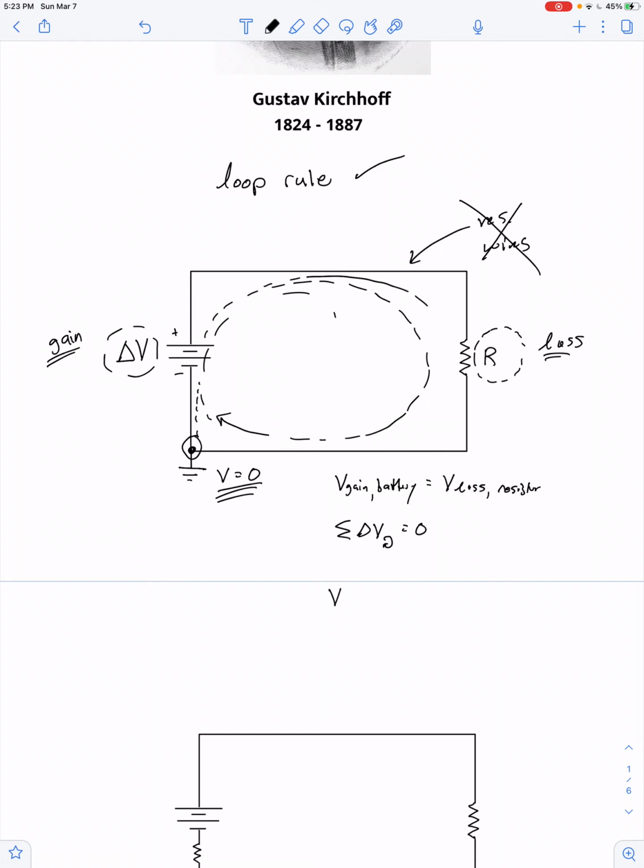So the voltage of the battery, let's use that symbol instead of delta V, we'll say V subscript B, the voltage of the battery, has to equal what we'll call the loss in voltage, the voltage drop across the resistor. So the voltage gained by the battery has to equal the voltage drop across the resistor. Now how do we find this voltage drop? Well, it just follows from Ohm's law.